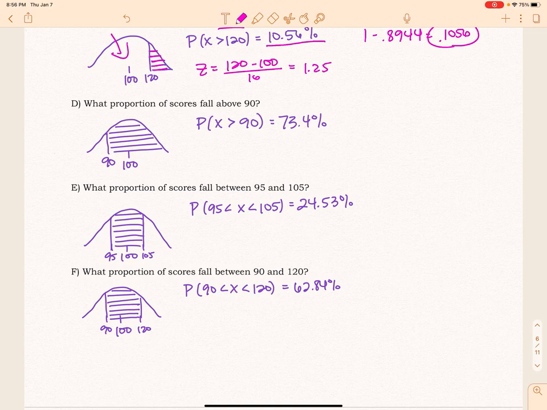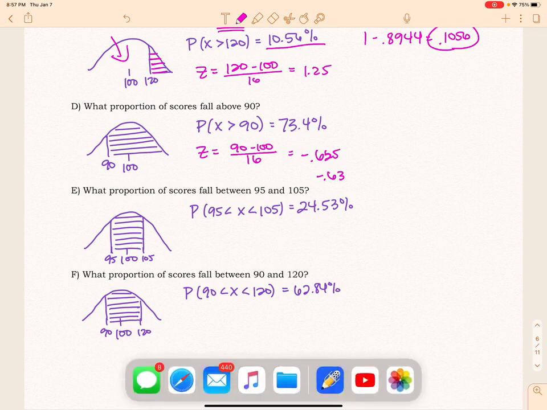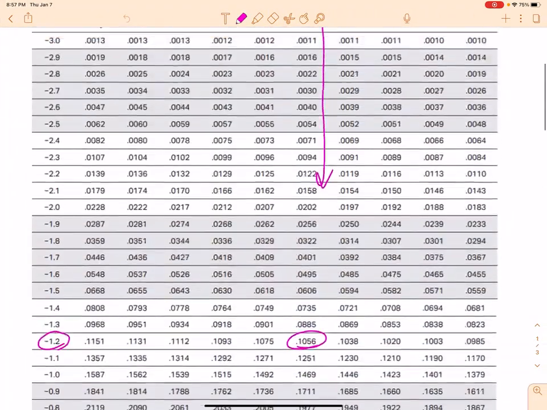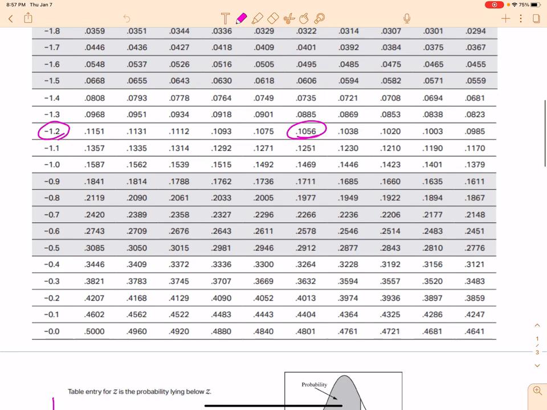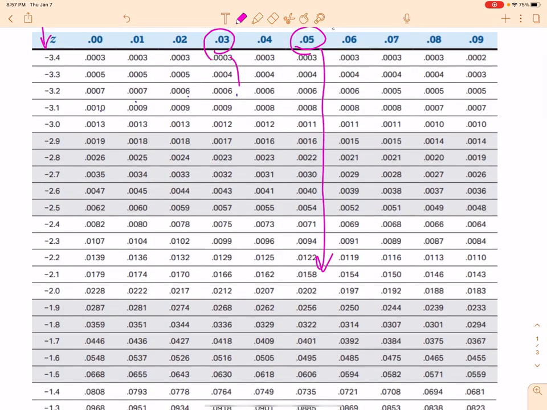All right, let's do it again. Let's do part D. Z-score, 90 minus 100 over 16 gives me negative 0.625. So I'm going to just round that to negative 0.63. So I'm going to scroll up here, negative 0.6, and then 3 would be right here.